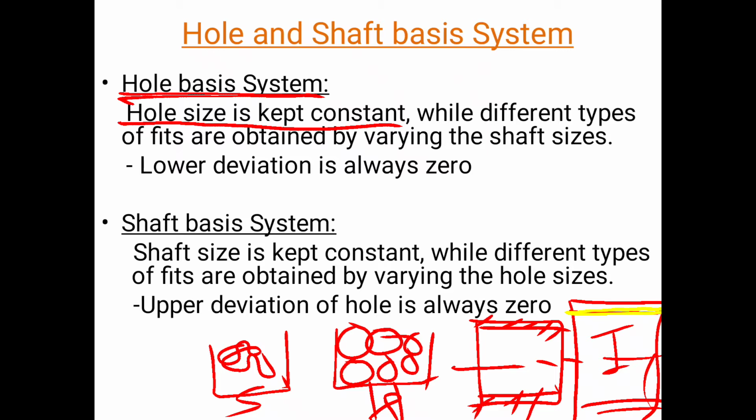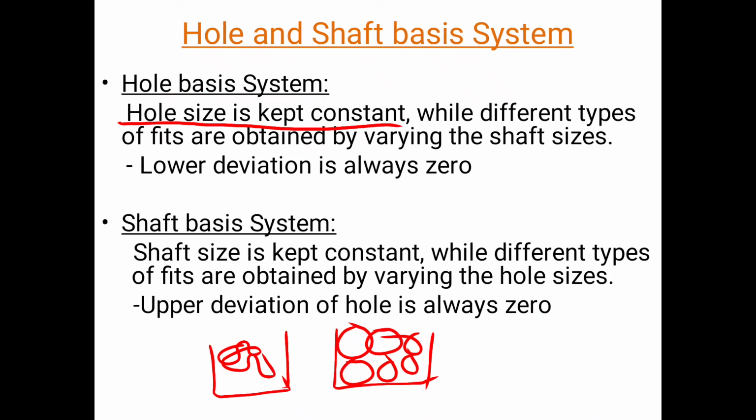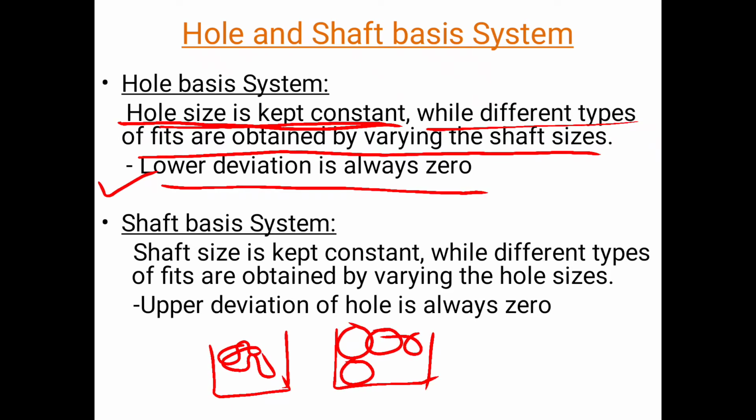Now next, in the hole based system, this is obtained by keeping the hole size constant. Different types of fits are obtained by varying the shaft sizes. The second thing is that the lower deviation is always 0.